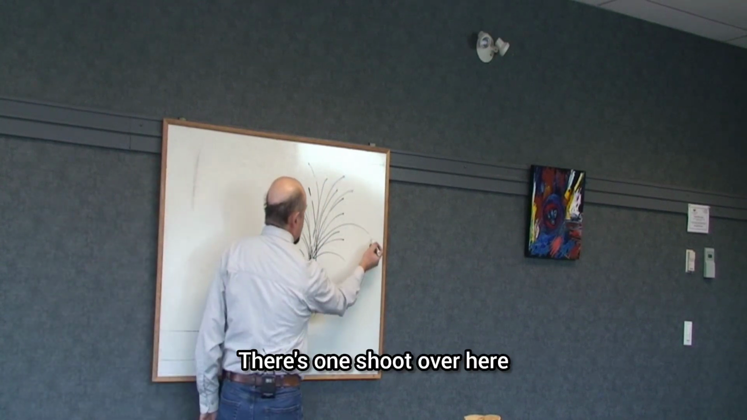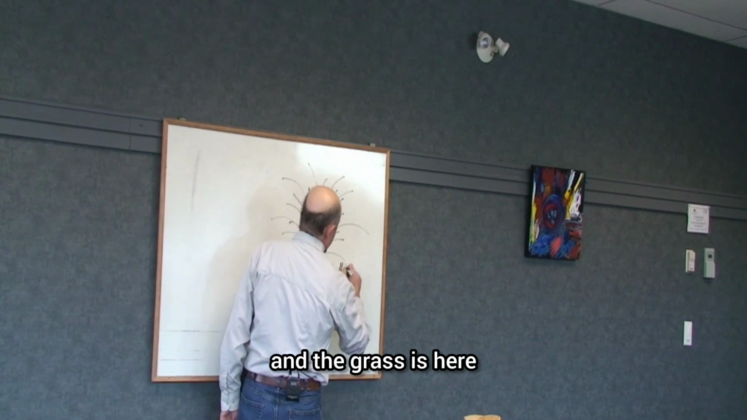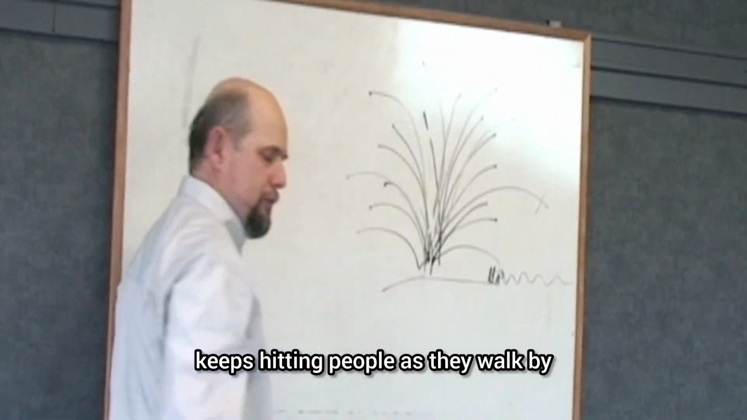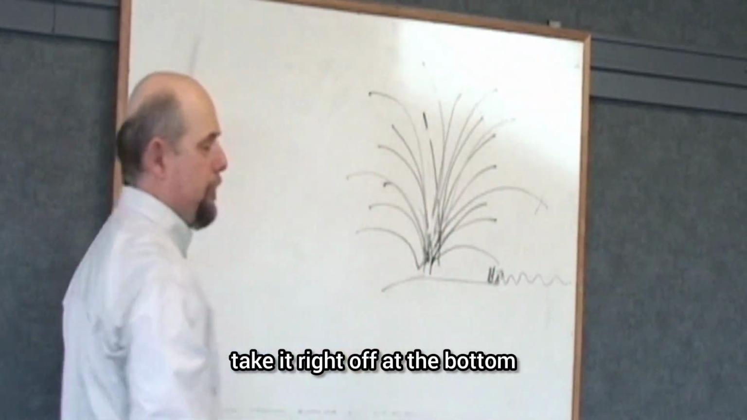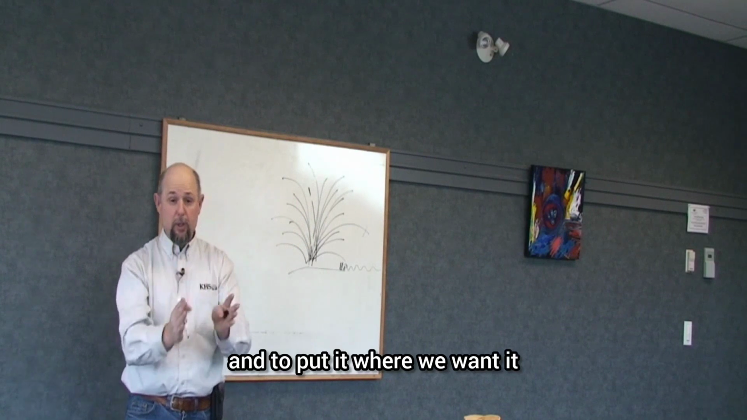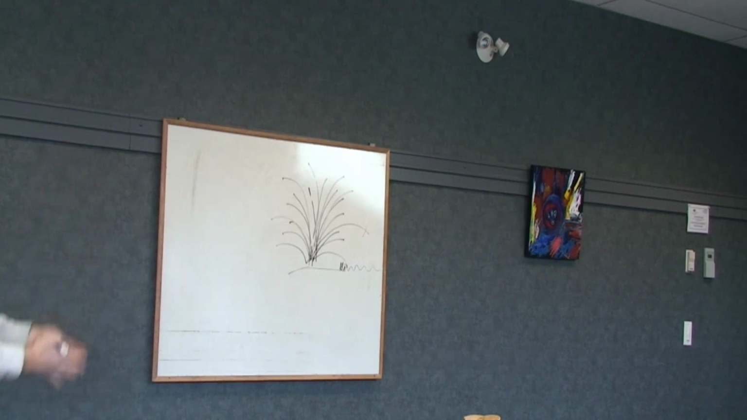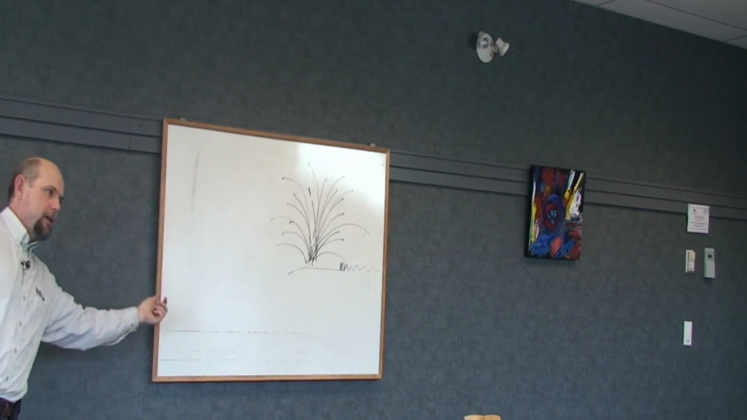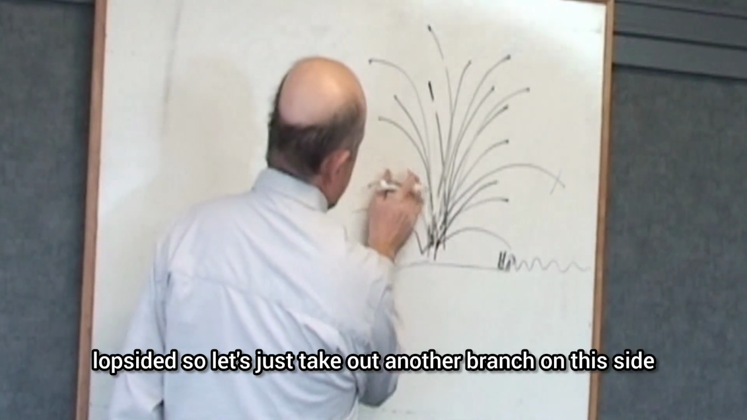So I take out my 3 or 4 shoots. There's one shoot over here that hangs every time we go by, where the lawn edging is and the grass is, and it keeps hitting people as they walk by. So we take that one out, follow it back, take it right off the bottom. So we selectively remove branches to reduce its size a bit and to put it where we want it. Now we've got it pretty close. We stand back and look at it, and it looks pretty uniform, but there is a branch and it's a little lopsided. So let's take out another branch from this side.